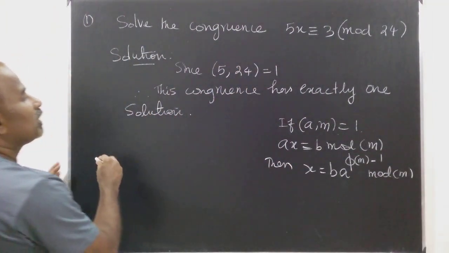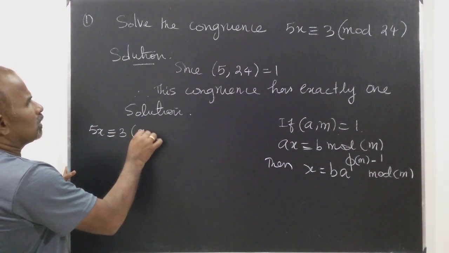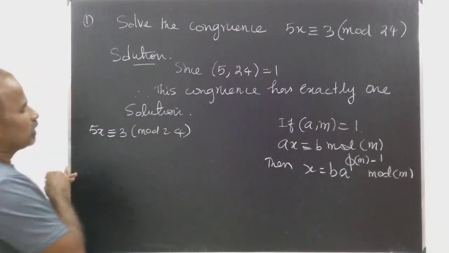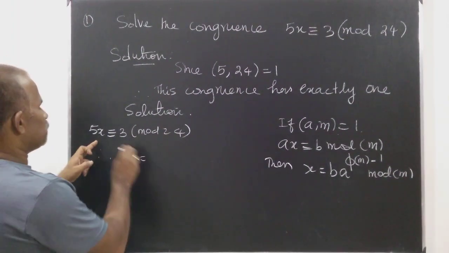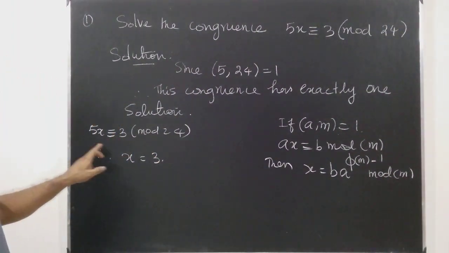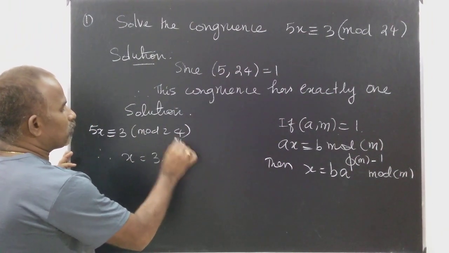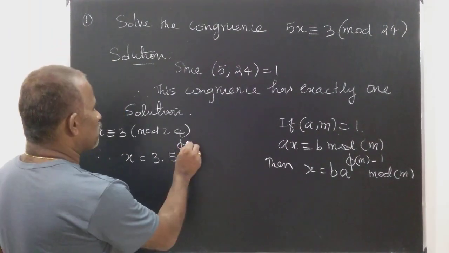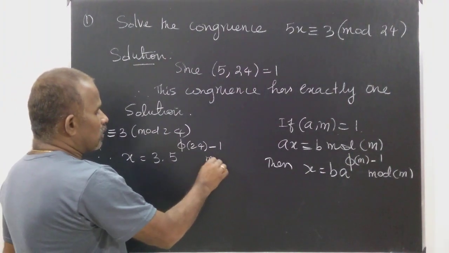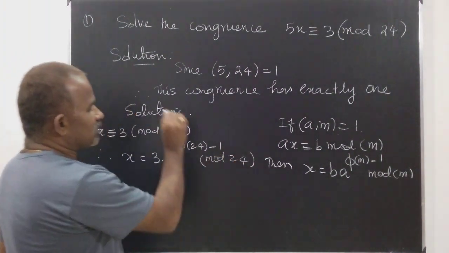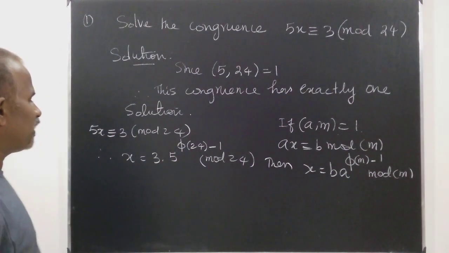So here 5x is congruent to 3 mod 24. Therefore the solution is x is equal to b times a to the power phi(m) minus 1. What is b? 3 times a, which is 5, to the power phi(24) minus 1, mod 24. So this is the solution of this particular congruence. Now we are going to find out phi(24).